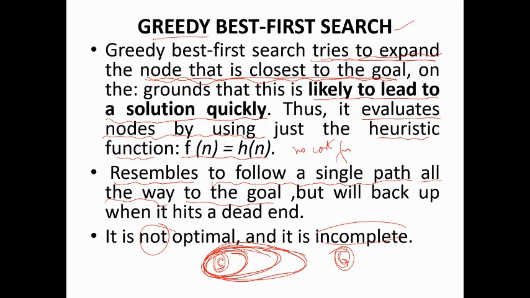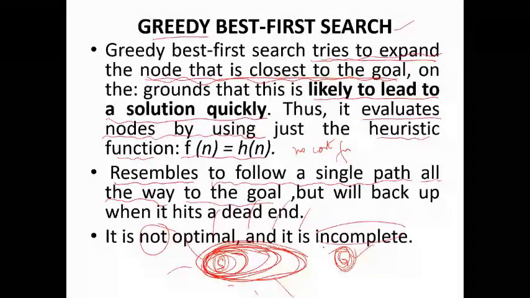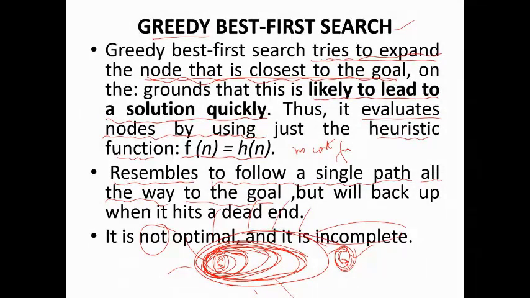So the greedy one will always be greedy for the goal. It will not search any other area, any other side, actually any other node. It will always try to reach the goal as soon as possible, as easily as possible. That's why it tends towards the goal much quicker, this way, and finally it will be there.